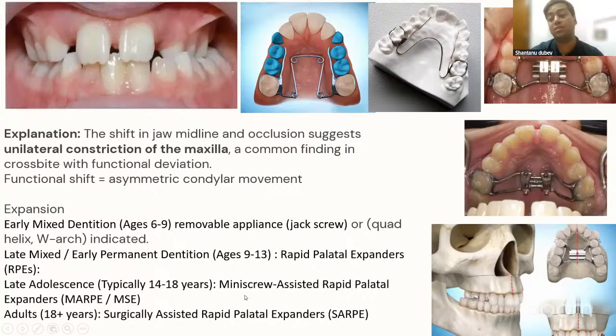And finally, when the patient is 18 years and above, you do not have any other option but to go for SARPE, surgically assisted rapid palatal expander. Of course, age is not the golden diagnostic thing. The best thing is to go for CBCT and judge the maxillary suture. Depending upon the level of fusion, you'll have to decide which appliance to use.